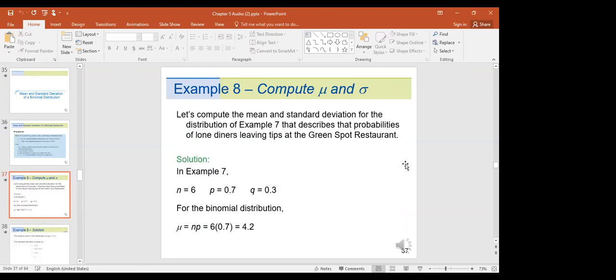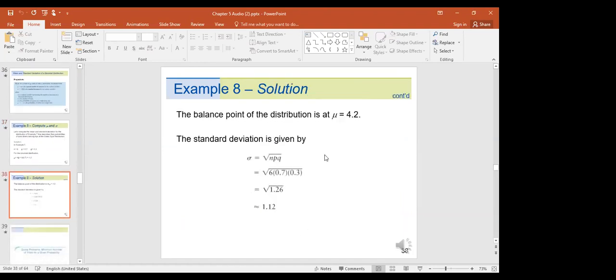For example, let's compute the mean and standard deviation of the distribution of example 7 that describes probabilities of a lone diners leaving tips on a green spot restaurant. In that example, n was 6, p was 0.7, q was 0.3. So the mean is np, that is 6 times 0.7, 4.2. The standard deviation is the square root of npq, where n is 6, p is 0.7, q is 0.3.